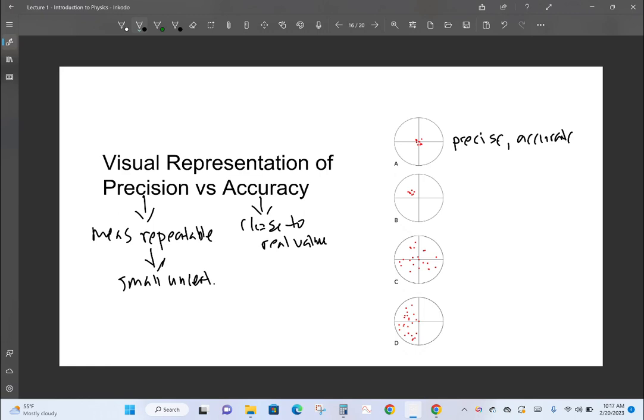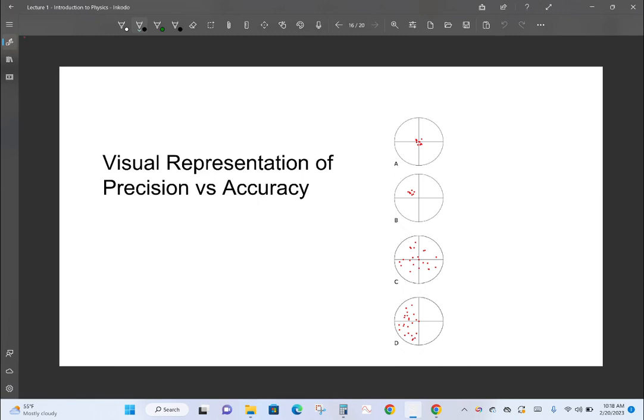In B, you've missed the bullseye, so you're not accurate, but you are just precise. And in C, you're accurate, but not precise, right? Because you don't have a tight grouping. And in D, you're not accurate or precise.